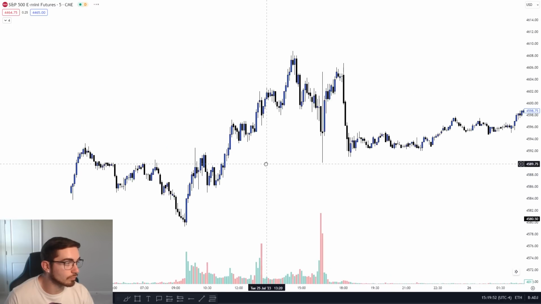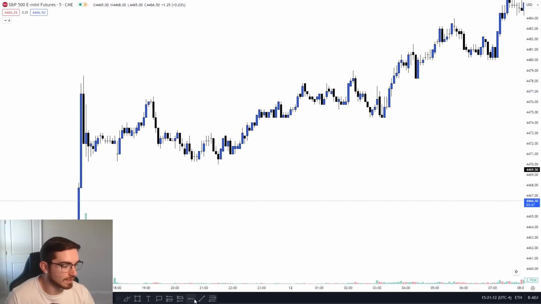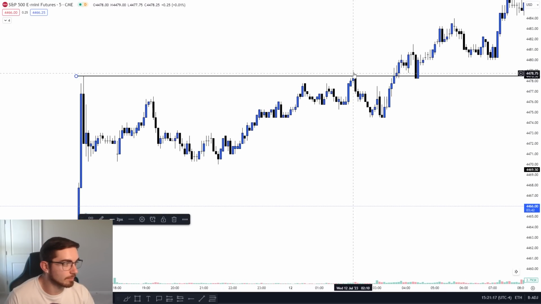Let's head on over here and see if we can find any more. All right, so here's a nice one in the overnight session. So as we can see, we have this nice high point right here. Price trades up into the zone.